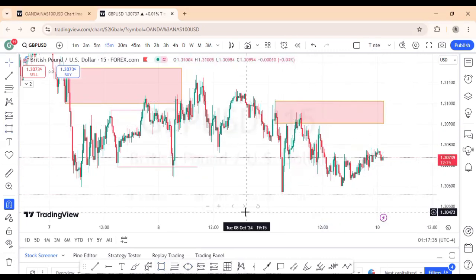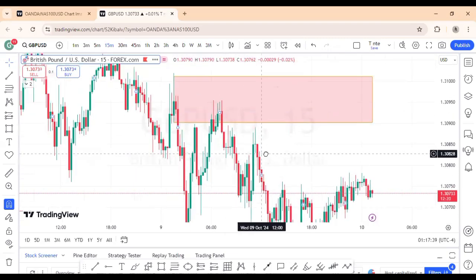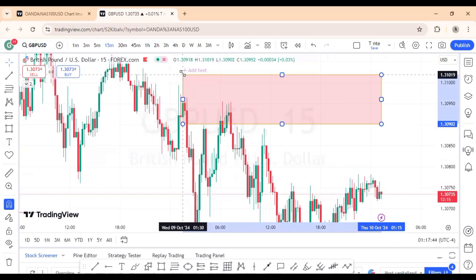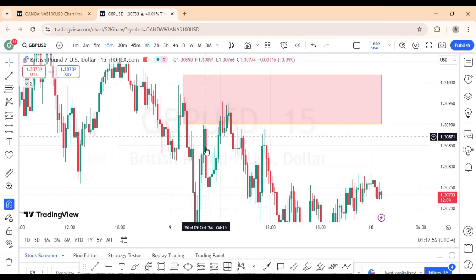Let's zoom in so you can see this very clearly. I want you guys to understand what I'm talking about. Look at this order block here, this last up candle. This is the last order block. Can you see how price came very close to it, like 1 pip or 1.4 pips, right? It just came very close and dropped off.